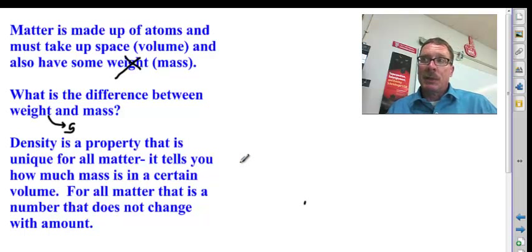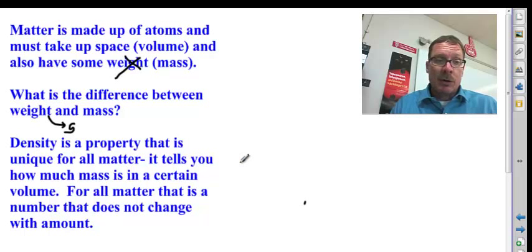Gold does not have the same density as silver. Water does not have the same density as gold. You do not have the same density as your dog. Okay? So it's a very unique identifying feature. And it tells you how much mass, which is defined as the amount of atoms, in a certain volume that those atoms take up.